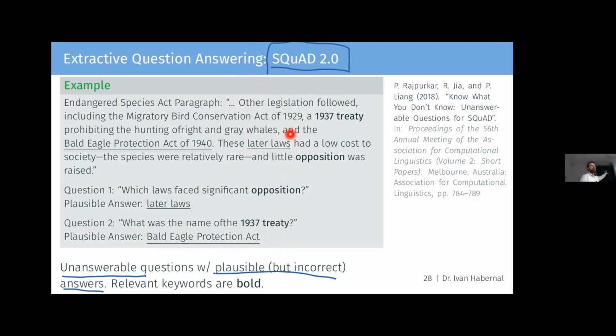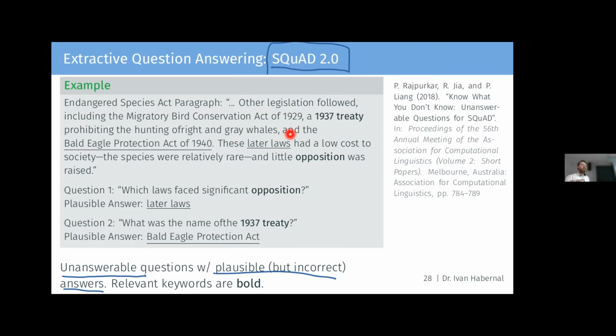Questions? Yes. Who exactly writes the questions? Are these the same people who read the text and then put down the answer, or is there another entity? So the question is, who writes these questions?